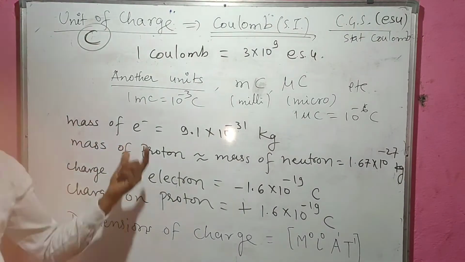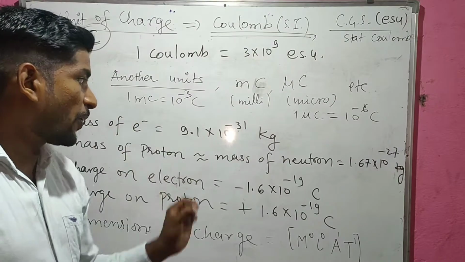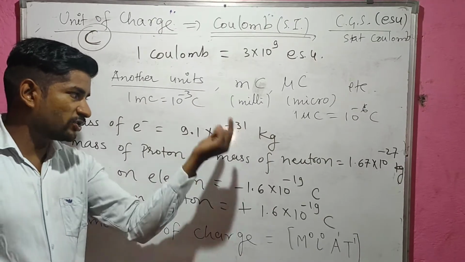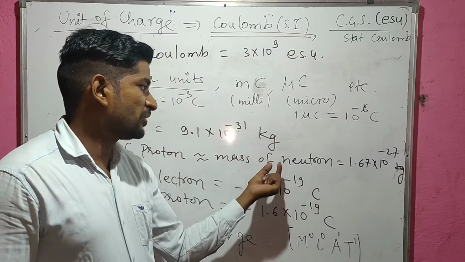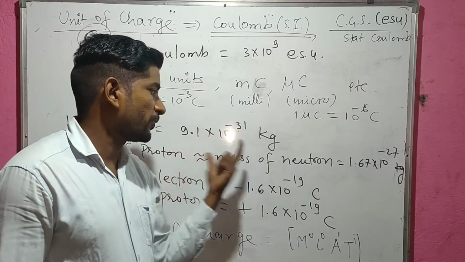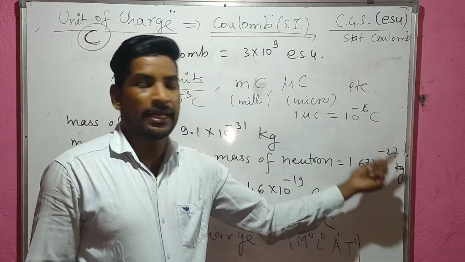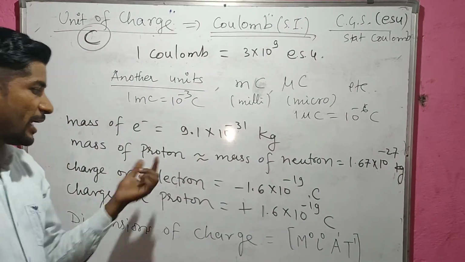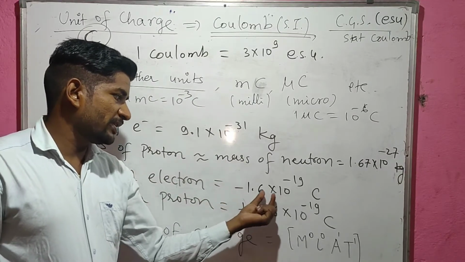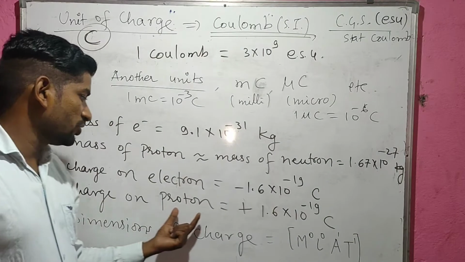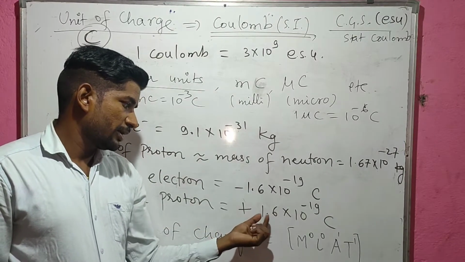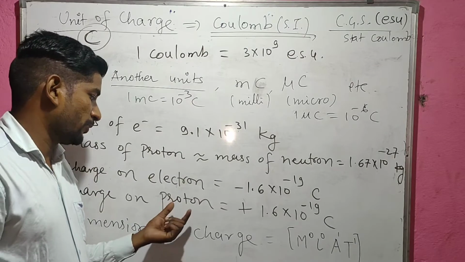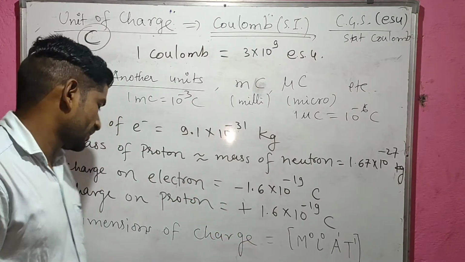Now the mass of an electron is equal to 9.1 into 10 to the power minus 31 kg. It is the lightest particle of an atom. The mass of a proton is approximately equal to the mass of a neutron, although the mass of the neutron is slightly more than that of the proton, and it is equal to 1.67 into 10 to the power minus 27 kg. The charge on an electron is negative, minus 1.6 into 10 to the power minus 19 coulomb, and the charge on a proton is positive, 1.6 into 10 to the power minus 19 coulomb. So the charge on an electron and a proton have equal magnitude but opposite nature.